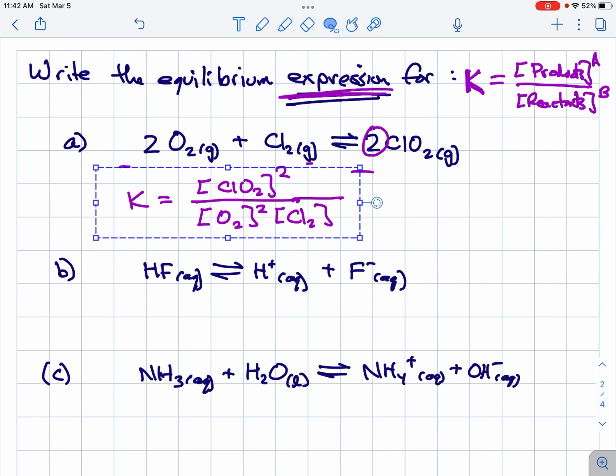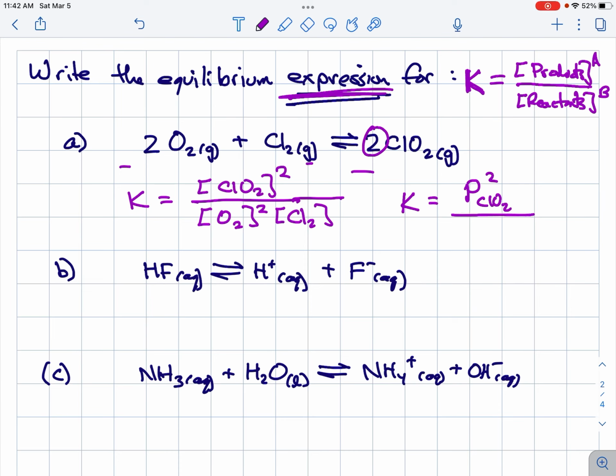So I'm going to scoot this over because this answer is going to be fine for most situations, in my opinion. But sometimes you'll see people write this as the pressure of ClO2 squared over the pressure of O2 squared times the pressure of Cl2. All right? So that's a pretty common thing that you're going to see anytime we're dealing with gases and there are pressures involved. Okay. Again, I personally don't care. We'll get to the subtle differences between these 2 versions of this expression at a later date.